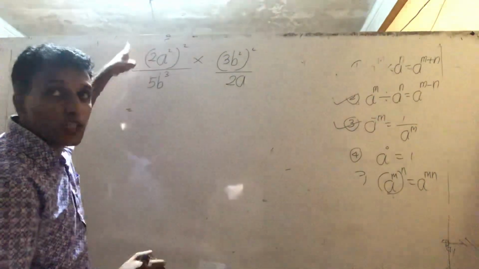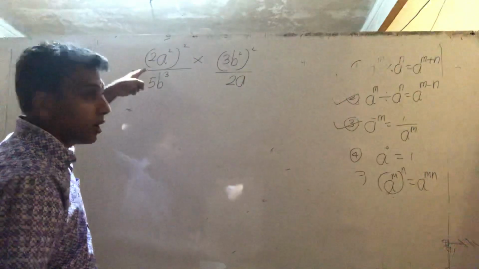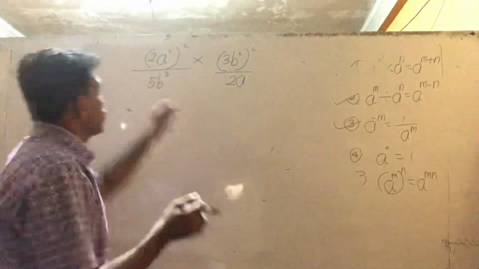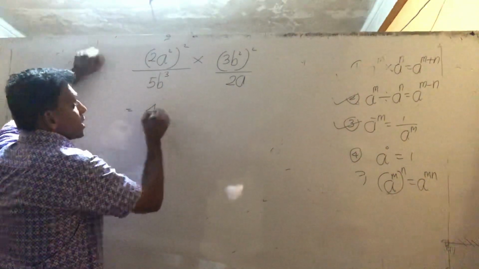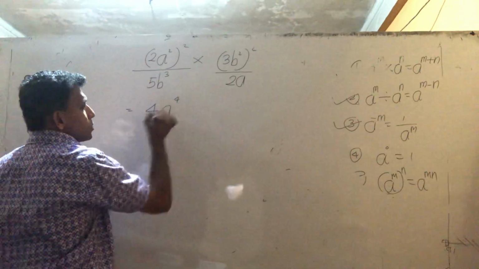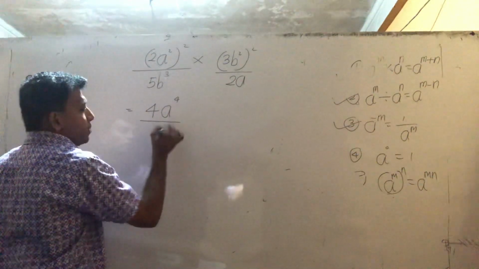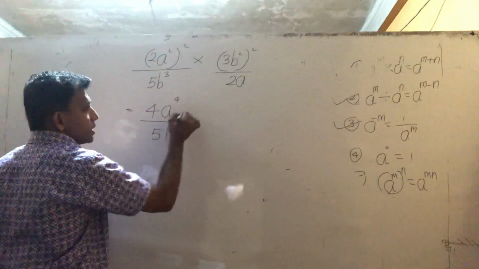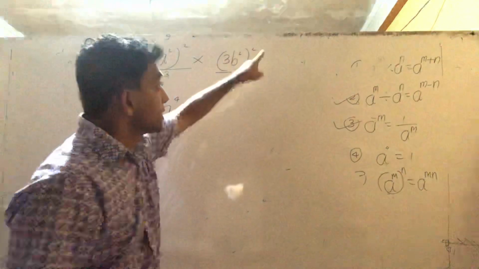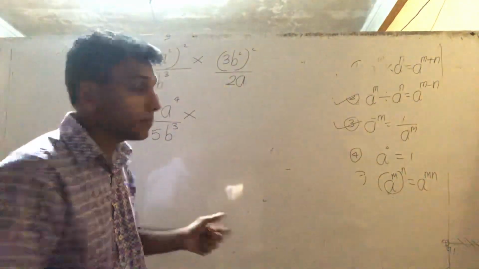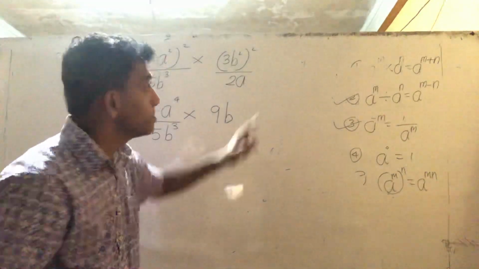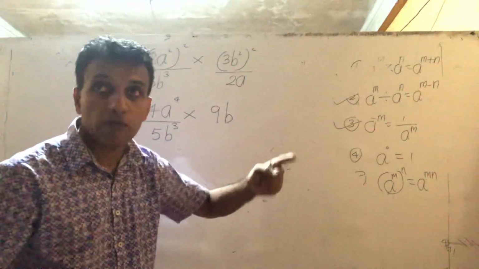It's completely squared, then 2 squared. Can I say 4? If you're very clear, you can minimize your steps. 2 squared is 4, right? a power multiplied, power 4, over 5bq, into here completely squared. What is that? 3 squared, 9. b to the power, what is b to the power? 2 multiplied by 2, 4.